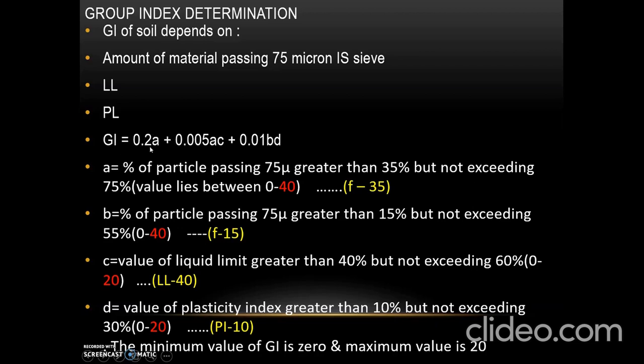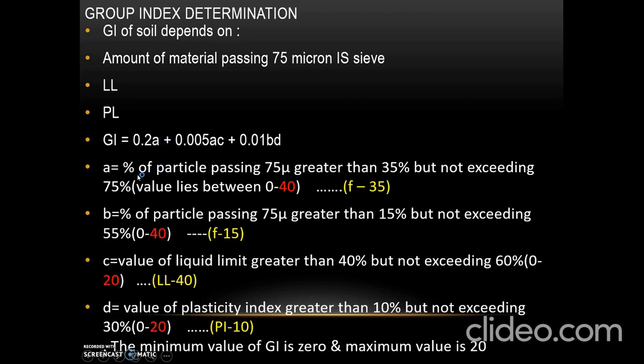In this equation, we can see that there are 4 letters, that is A, B, C and D. But we need to know where these letters are used. A is for the first term, AC for the second term and BD for the third term. Now we'll check out what is the value of A.